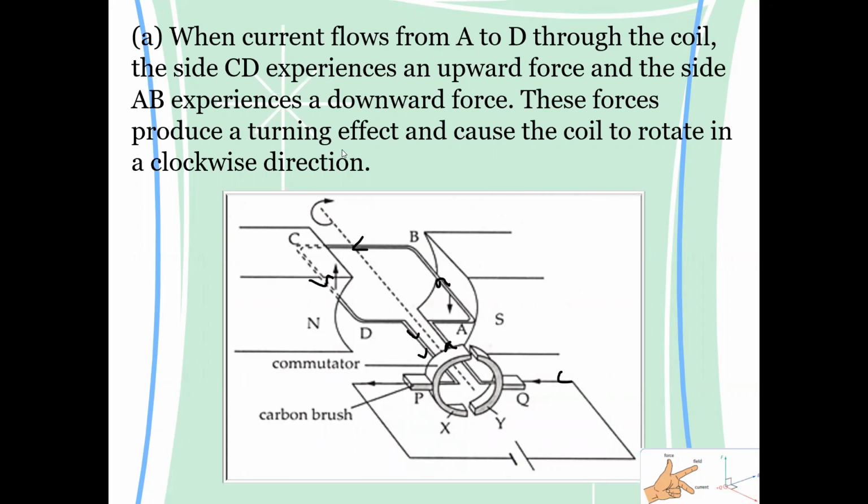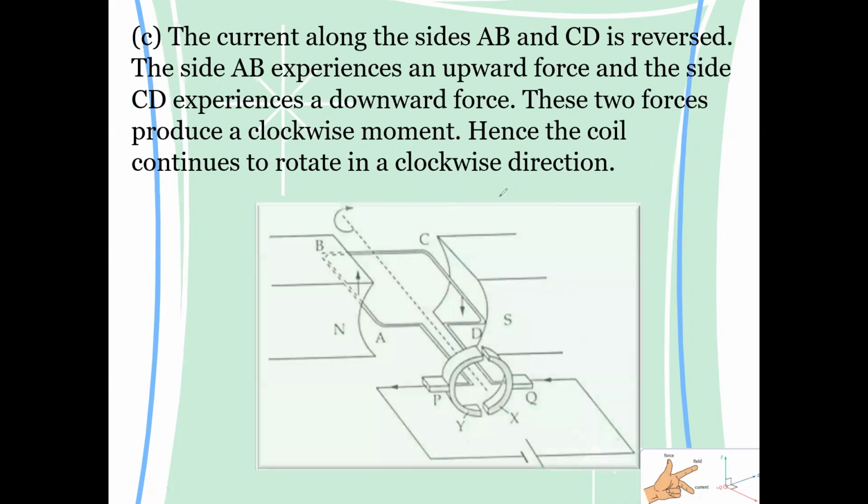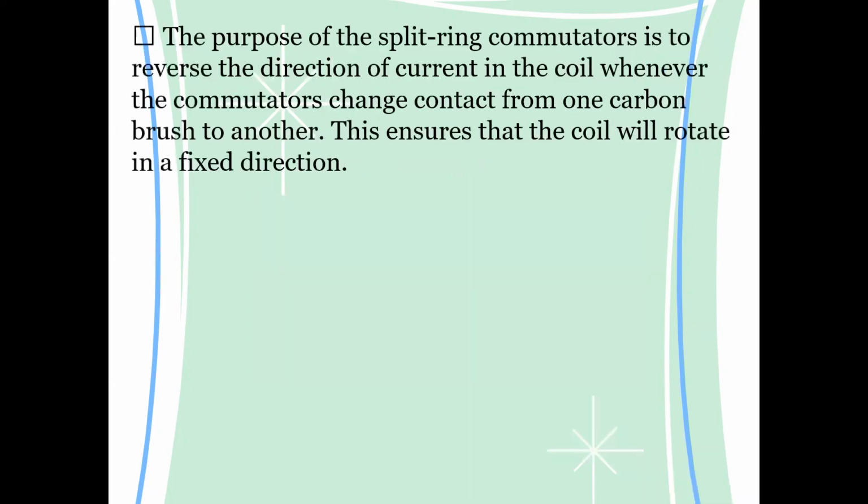But as this coil rotates, the split ring changes the contact. Now what is the direction of the current? The direction of the current is from D to C, then from C to B, and then from B to A. So the direction of the current is reversed. Before it was from A to B, B to C, and C to D, and now it is the opposite direction. So what is the advantage of this? When the split ring changes the direction of the current every half cycle, or after every 180-degree rotation, it ensures that the coil will rotate in a fixed direction, or it will continue to rotate.